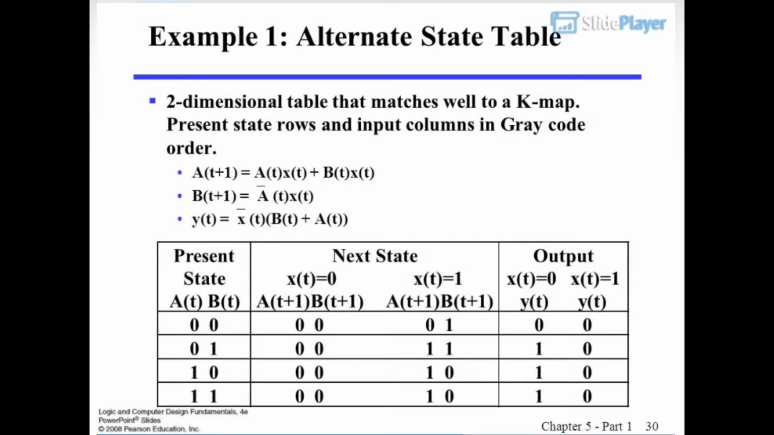A two-dimensional table that matches well to a K-map. Present state rows and input columns in gray code order. A(t+1) equals A(t)X(t) plus B(t)X(t). B(t+1) equals A'(t)X(t). Y(t) equals X(t)B(t) plus A(t).